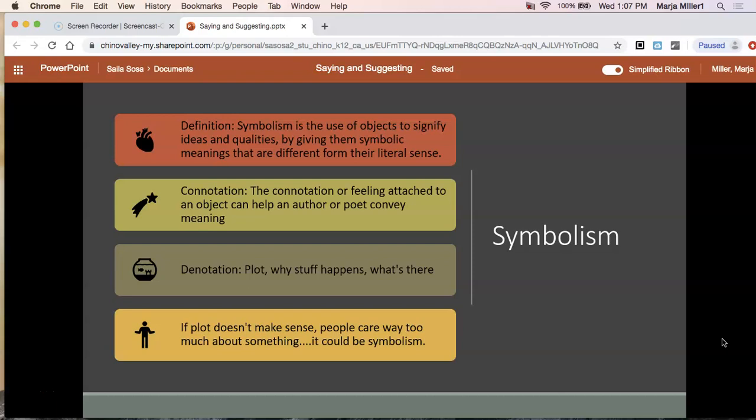But obviously, we know something more is going on if people randomly start flying, or if someone cares way too much about that rose or too much about a crown, and you're like, this is something weird. Quick tip: it's probably symbolism or satire, which uses symbolism. We're not going to go into satire today.